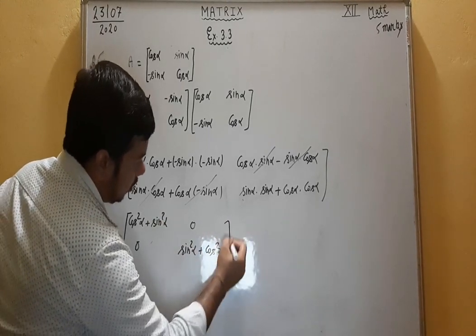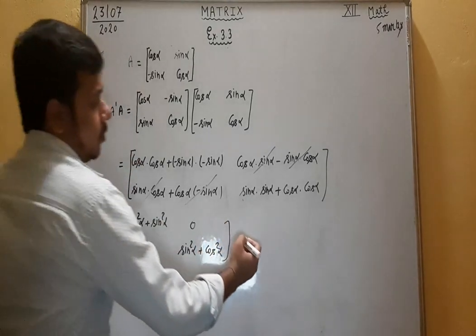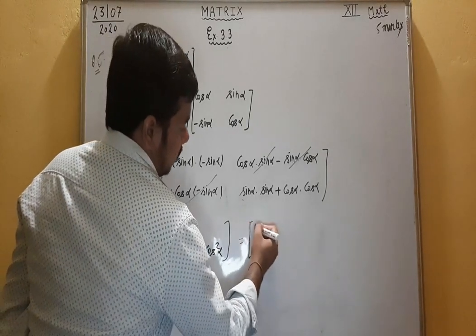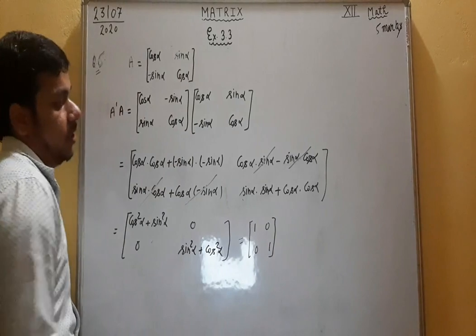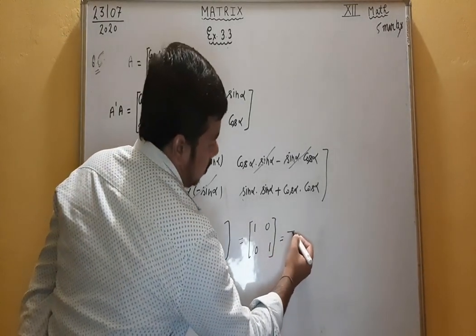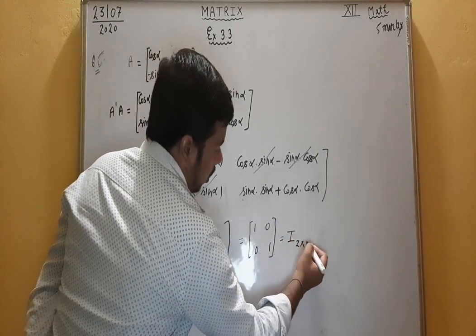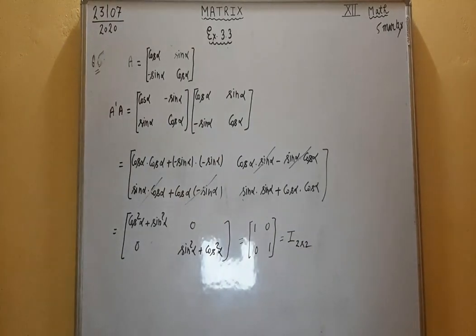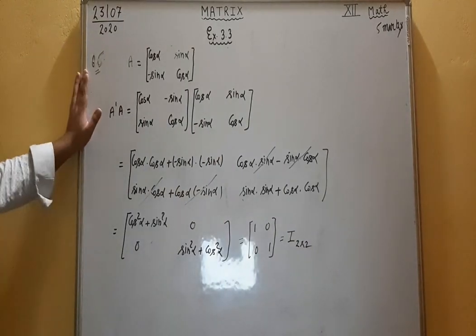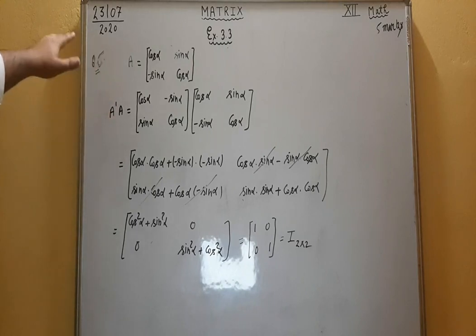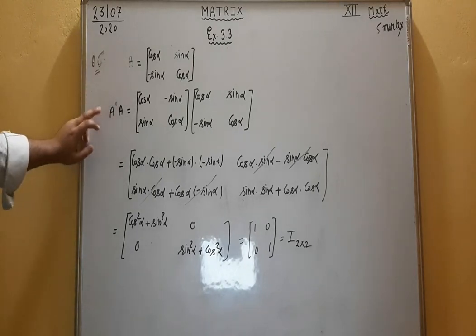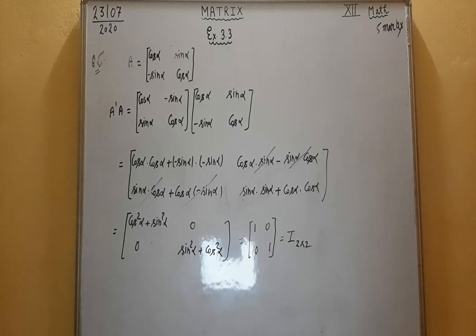And this is a very well known trigonometric identity: cos square theta plus sin square theta is equal to 1. So cos square alpha plus sin square alpha is equal to 1. And this is what? This is the identity matrix of order 2 cross 2. This is the result which you have to prove, right? In the second part, you are given another matrix A and you have to verify the same result. So you can do that part yourself. Now see the next part, problem number 7.